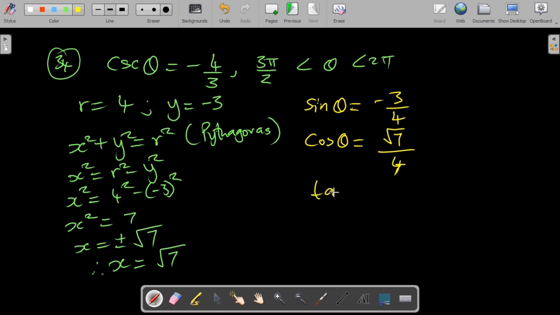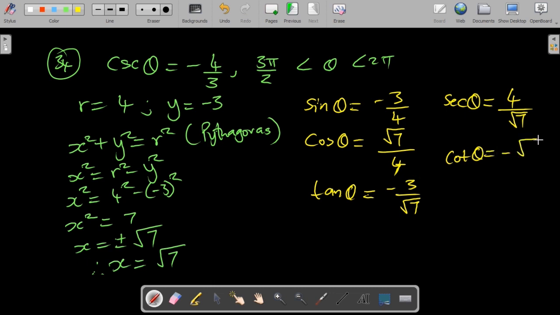And tan of theta is y over x. So y is -3 and x is square root of 7. Then we have sec of theta, which is the reciprocal of cosine, and that should be the reciprocal of this. That is 4 over square root of 7. Finally, cotangent is the reciprocal of tan, and it should be as follows. So negative square root of 7 over 3.